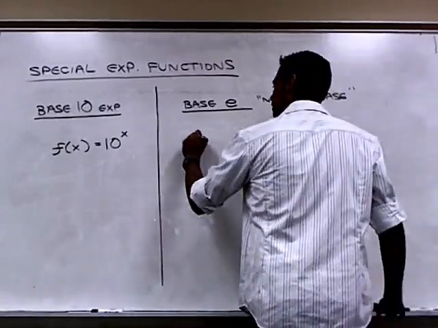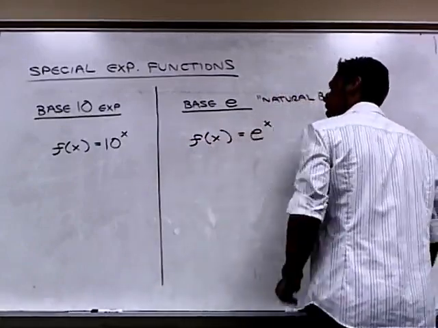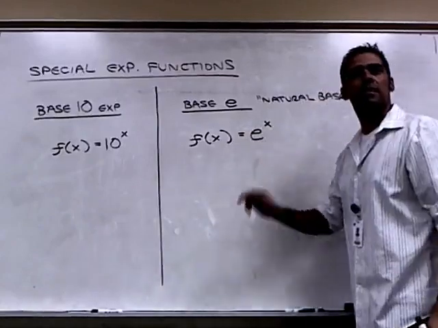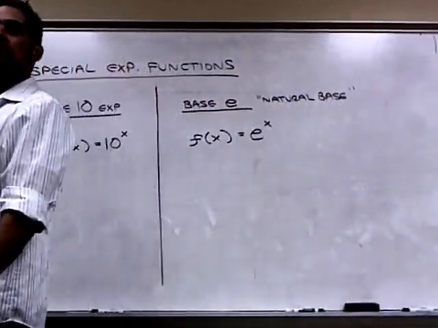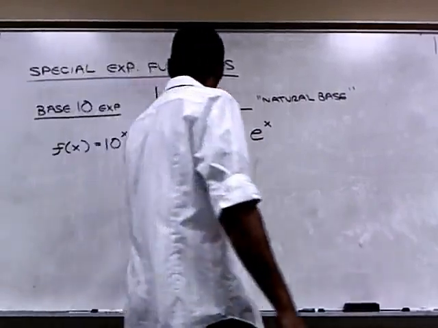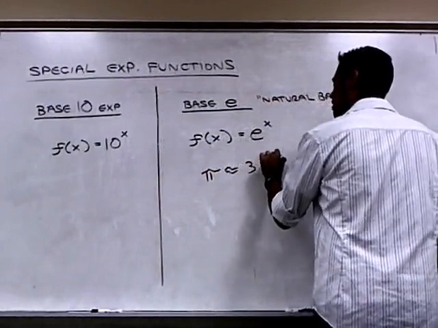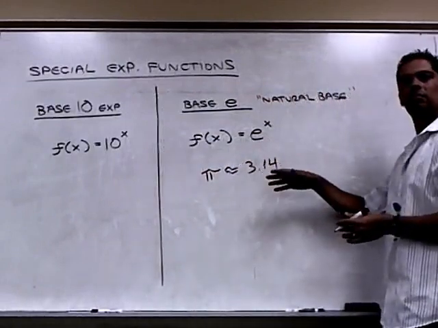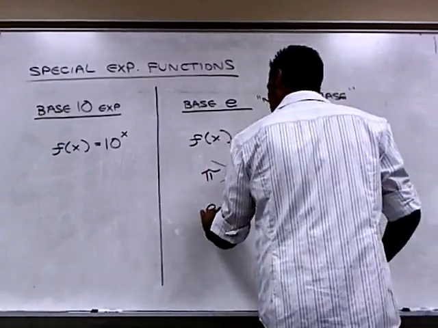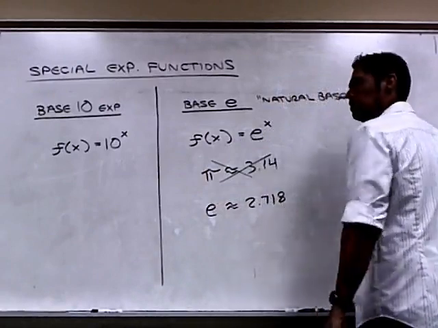So this is the function f of x equals e to the x. Everyone in this class should have a key on their calculator for figuring out what e to different powers are. But before we do that, let me tell you what e is approximately. Remember we said pi was approximately 3.14, something like that? Well, e is approximately 2.718.